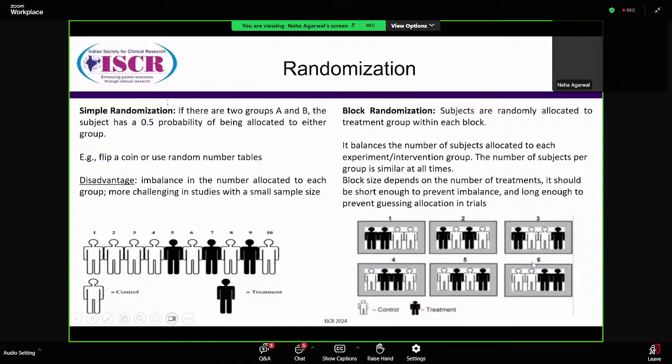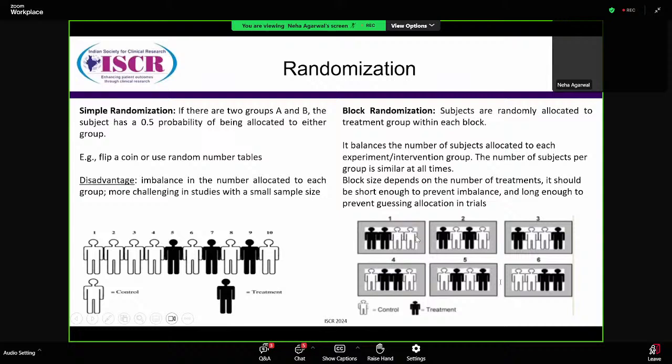Now, if you wonder what the block size should be, first of all, it should be decided by a statistician in the trial, and it is based on your sample size and the number of treatments you have. For example, if you have a sample size of 100 and 2 treatments, you can take a block size of 4, as taken here.